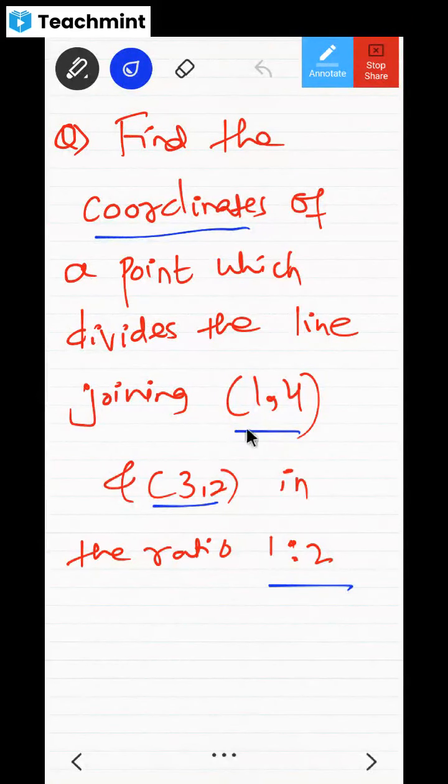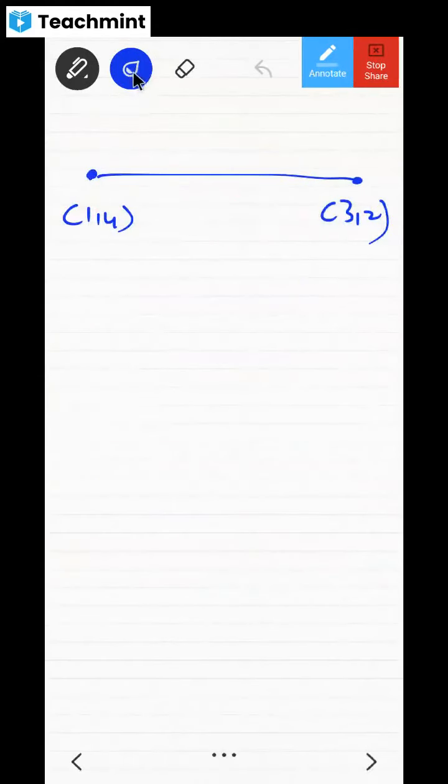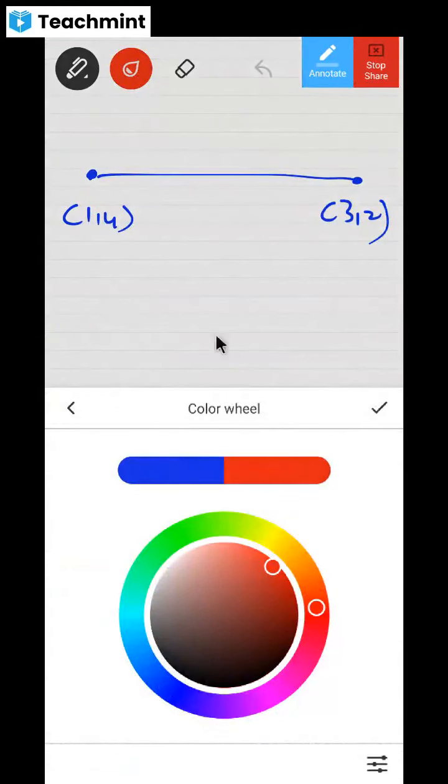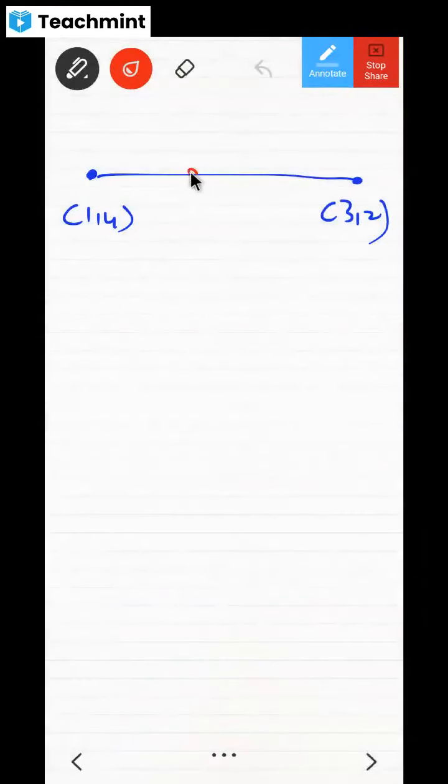Now there is one point. Find the coordinates of a point which divides the line joining these two points, (1, 4) and (3, 2), in the ratio 1:2. Let me take that point to be C, somewhere here. 1:2 means this has to be 1 part and this has to be 2 parts. Whatever length this part has, this length is double of that. I am just showing it mathematically.